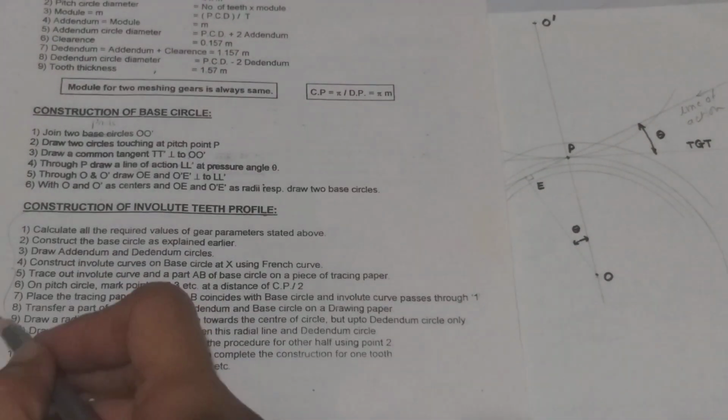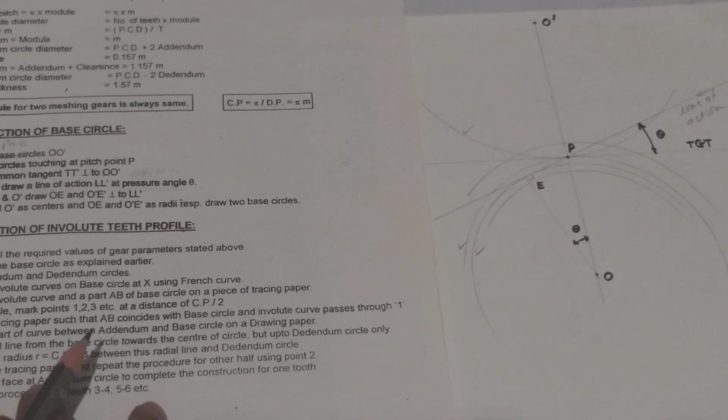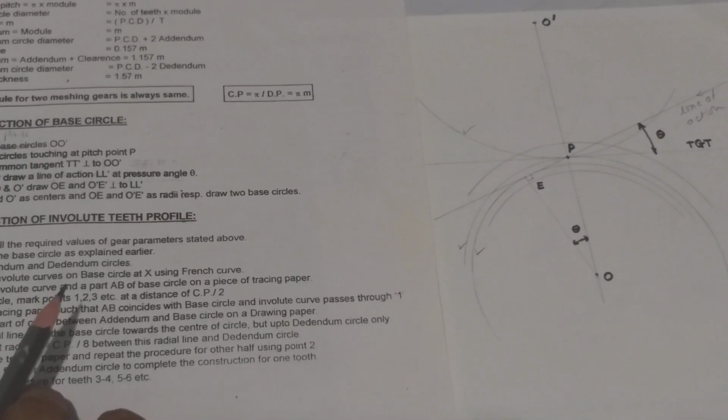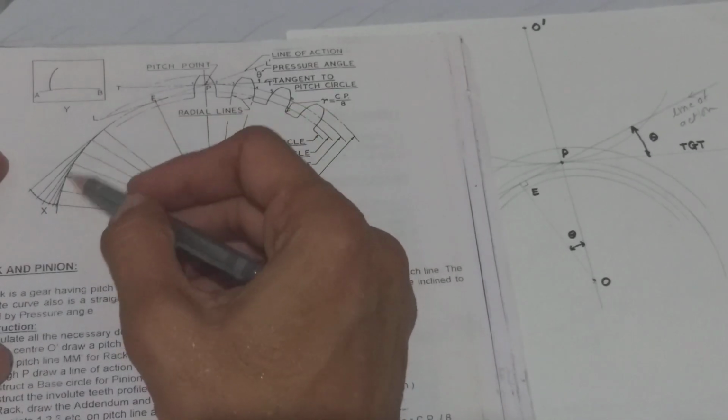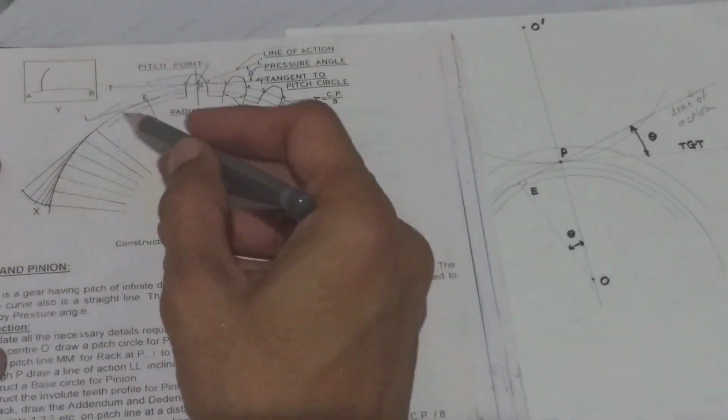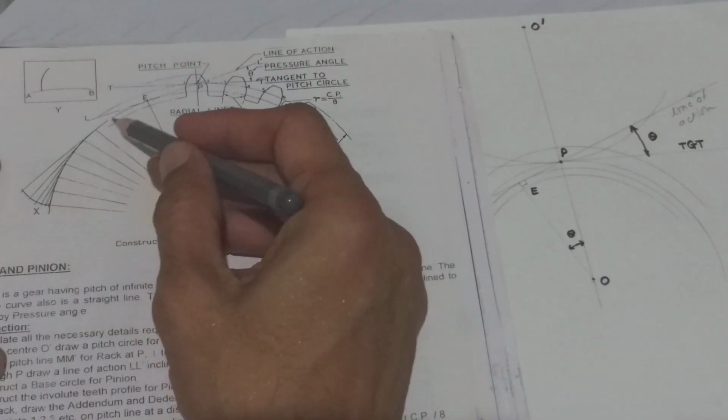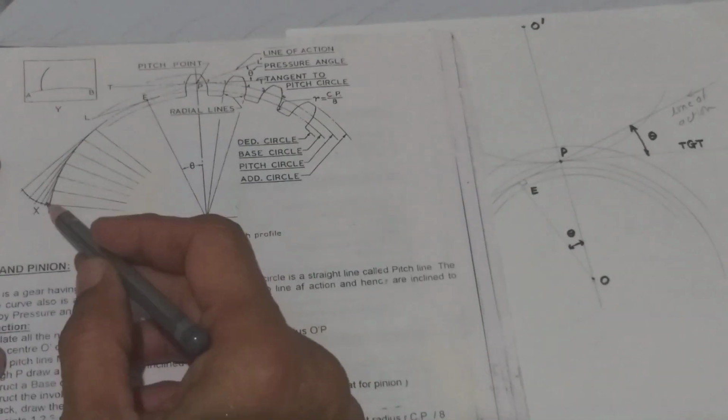You can see here there is a second set of instructions, which we will now see, which are written here and shown here. So now, this is what we have drawn just now as a base circle passing through point E. Now on this base circle, we are going to draw the involute curve.